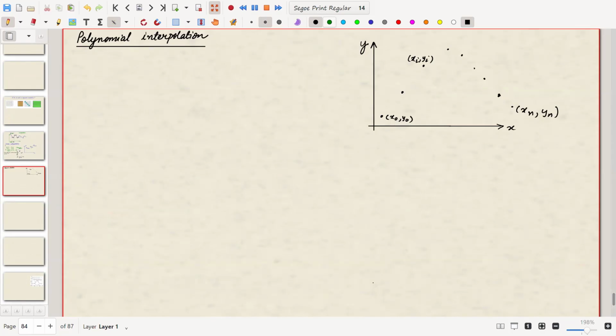Now our job is to find an approximate polynomial which fits this data. You can see that one good approximation would be this one. So this is the interpolating polynomial for your case.